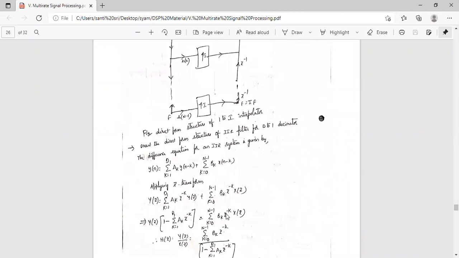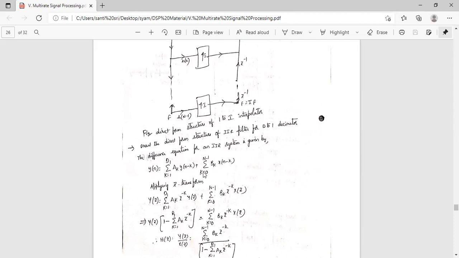So the next one is: draw the direct form structure of IIR filter for D to 1 decimator. So the difference equation for an IIR system is given by y of n equal to sigma k equal to 1 to N minus 1 a k into y of n minus k plus sigma k equal to 0 to N minus 1 b k into x of n minus k. This is the difference equation form.